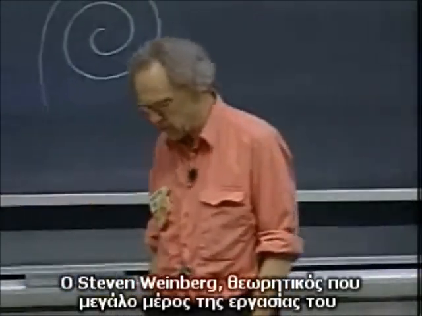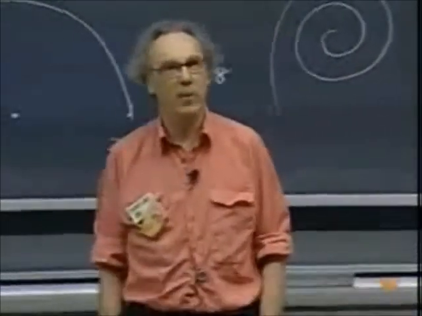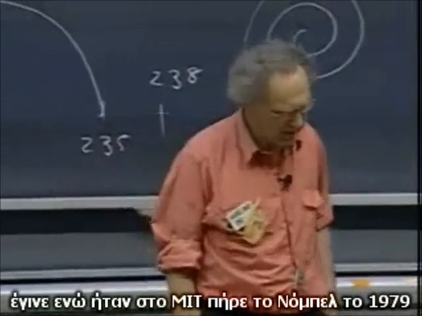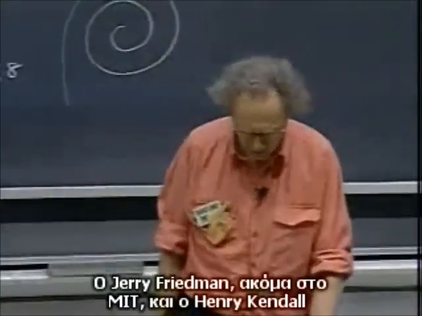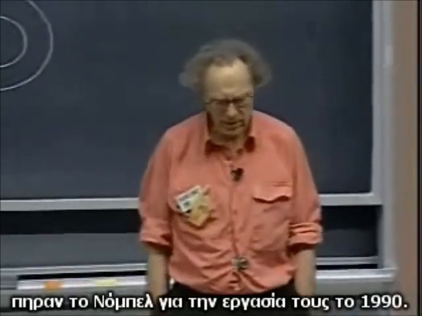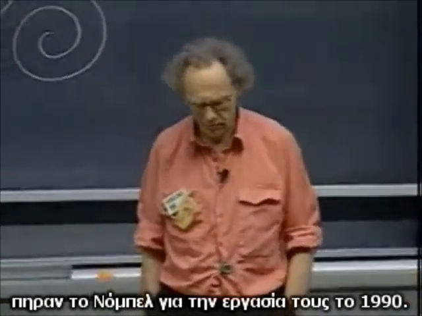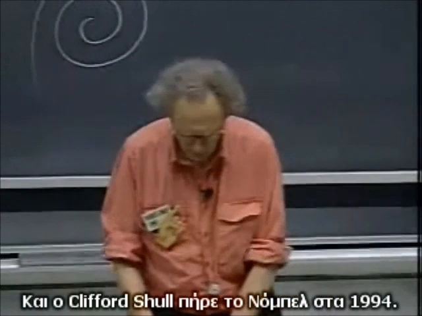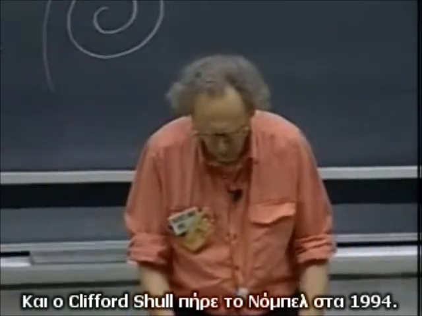Steven Weinberg, a theoretician who did his work while he was at MIT, got his Nobel Prize in 1979. Jerry Friedman, still at MIT, and Henry Kendall got the Nobel Prize for their work in 1990. And Clifford Shull got his Nobel Prize in 1994.